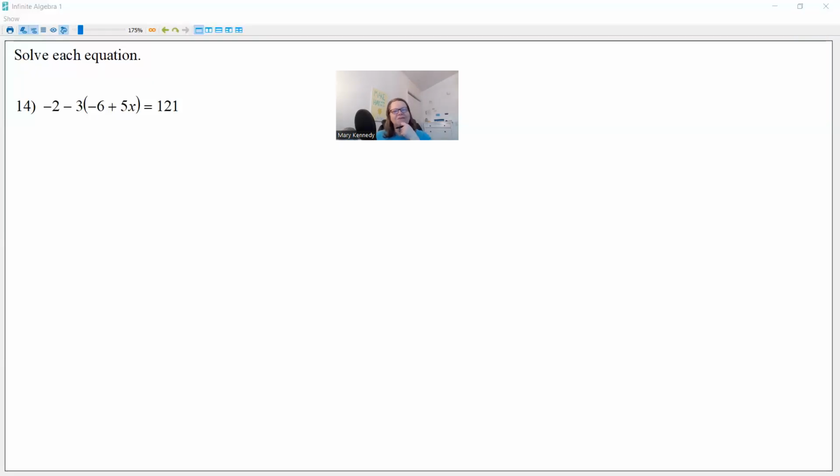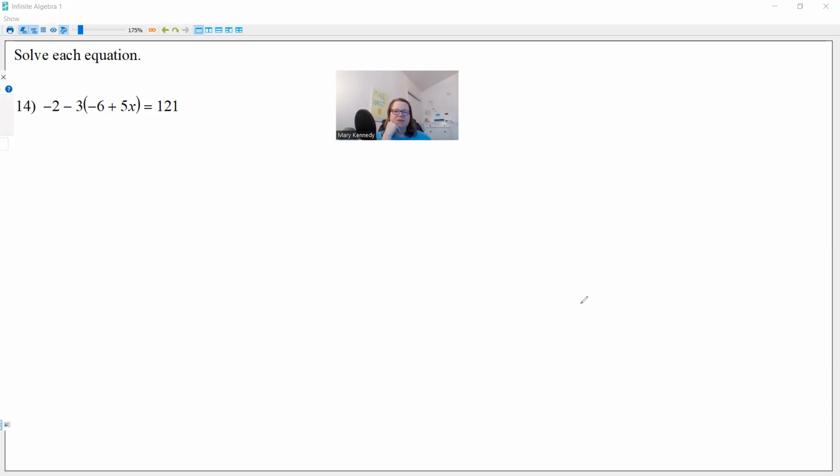All right, so here's a solving equation problem that is pretty involved. It's got parentheses, it's got a lot of stuff on the left side and just one number on the right, and we have to solve and figure out what x is equal to. So let's take a look at this.